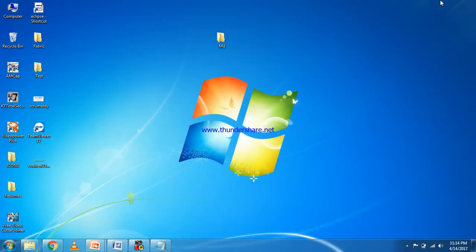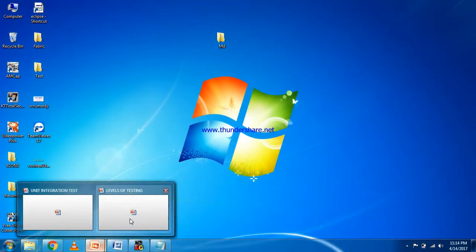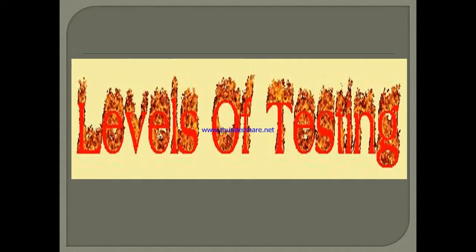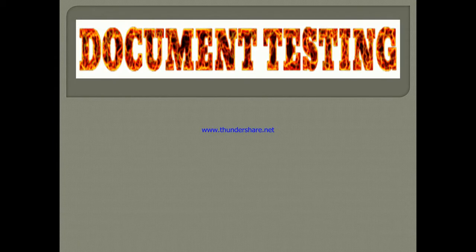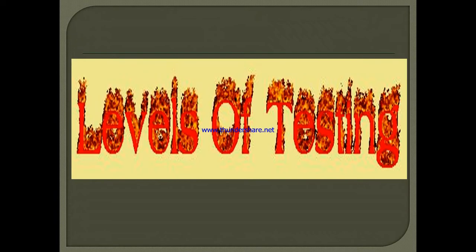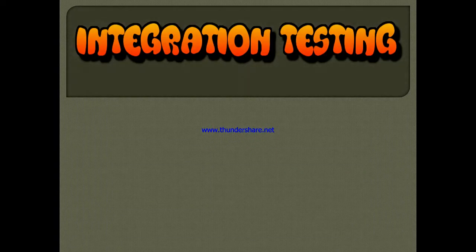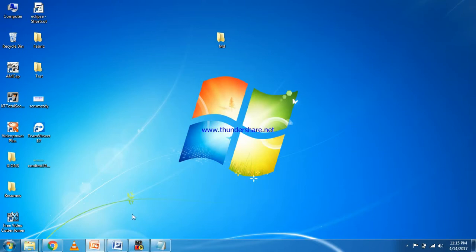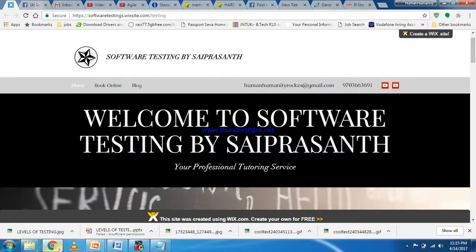Today I'm going to discuss a very interesting concept, levels of testing. In the previous session we completed document testing and unit testing in the levels of testing concept. So in this session we are going to continue with integration testing. Before we see integration testing, let us revise the previous session's key points.